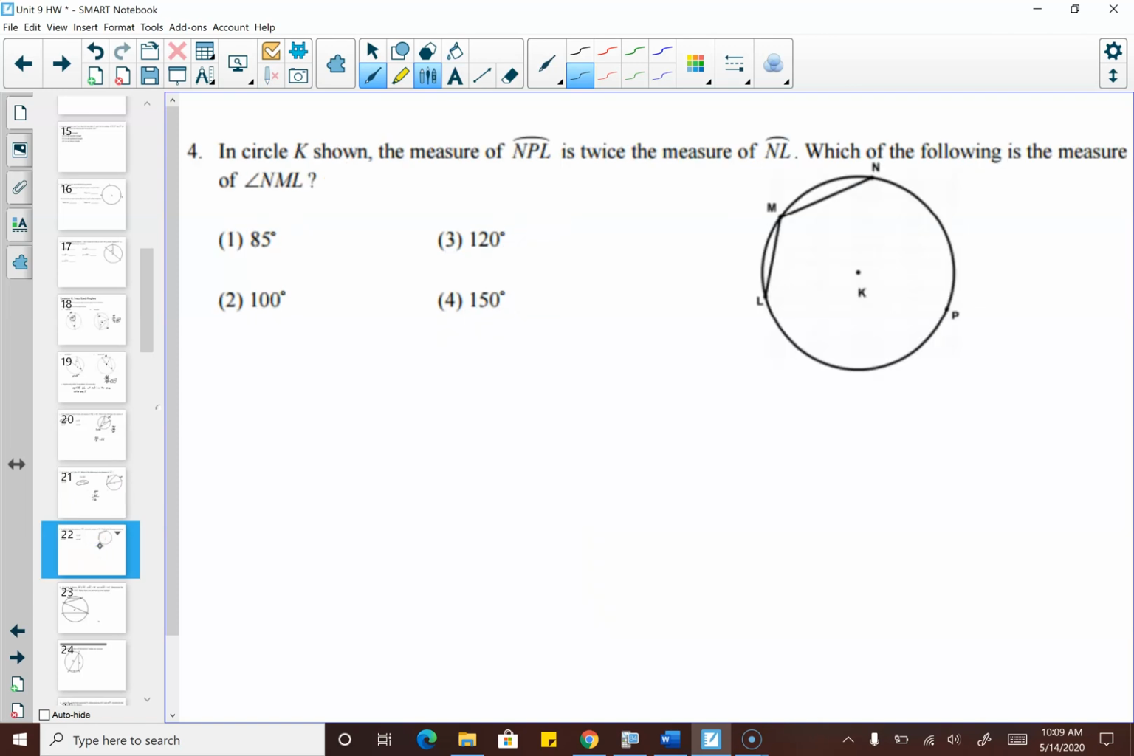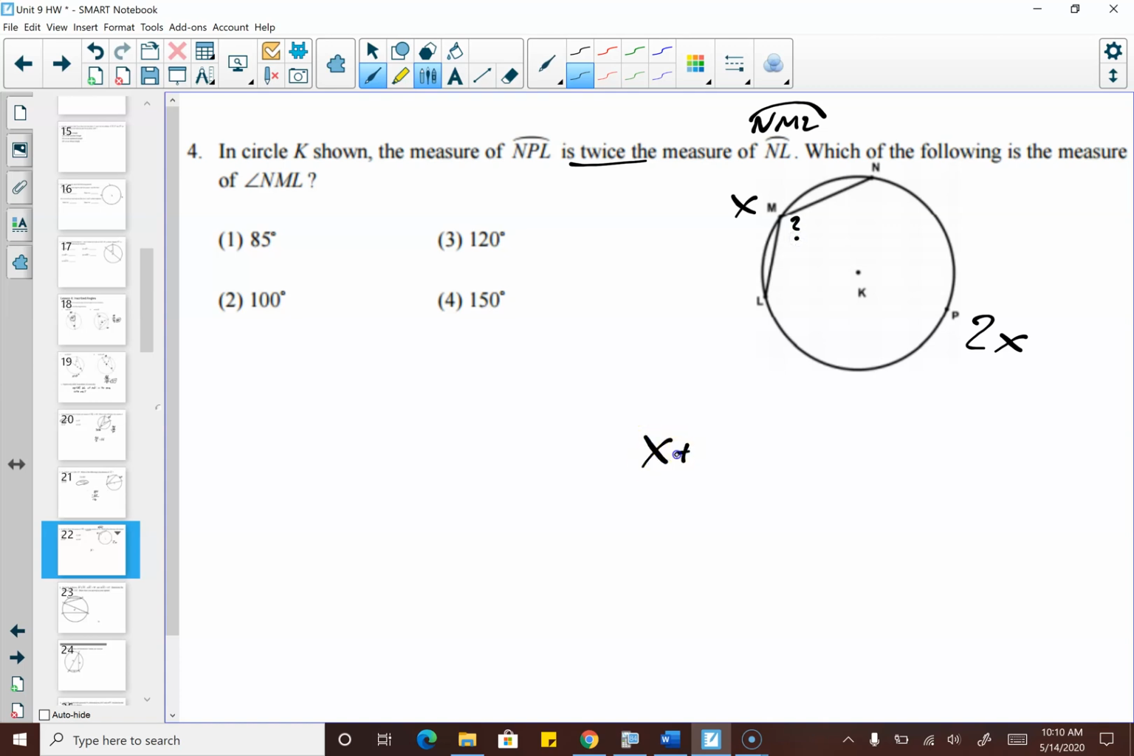In circle K shown, the measure of arc NPL, so this major arc, this big one, is twice the measure of arc NL, okay, which really should say NML. So if it's twice the measure, we don't know exactly what it is, but we know it's going to be x and 2x. So what's the measure of angle NML? So they want to know that angle where I put the question mark.